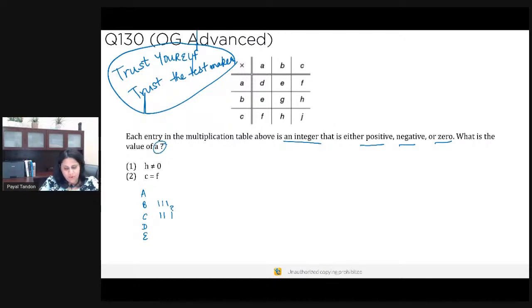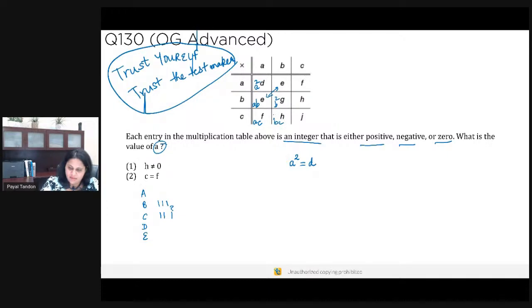Before I even go into the statements, because there are so many variables involved, I need to visualize what I am working with here. I know that each of these is an integer. Now, because it's a multiplication table, how do I read it? I write down what is given to me. A square is equal to D. E is equal to AB. F is equal to AC. AB is the same in both places. Then B square is G and BC is H.